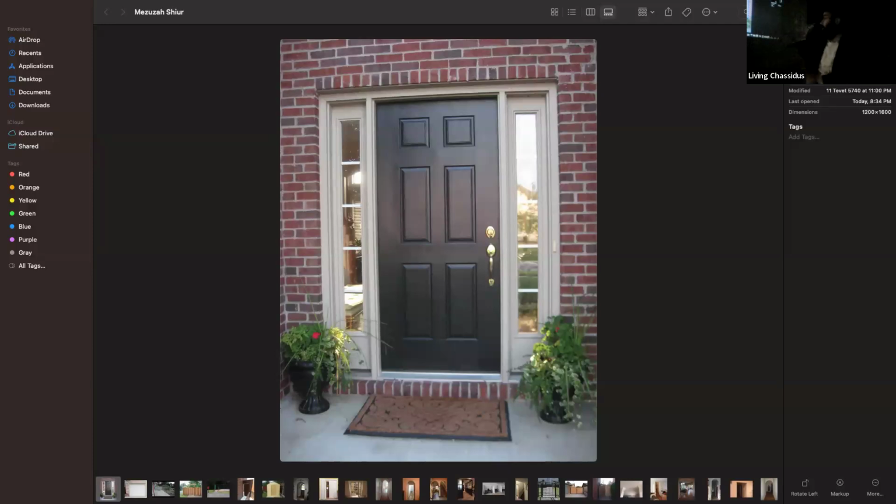So the first section here is which place, which rooms need a mezuzah. Does this need a mezuzah? So this obviously needs one, it's going into a home.